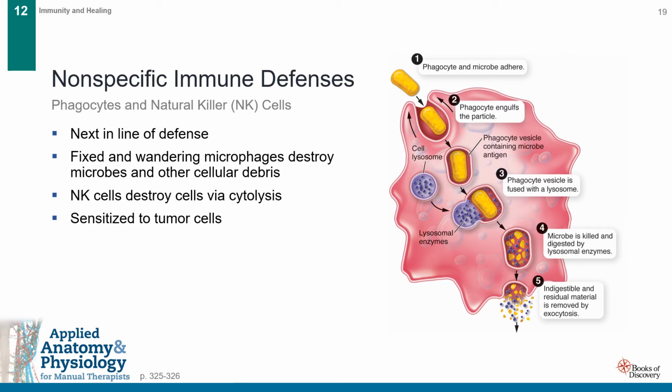In some cases, the cell is destroyed and the microbe or microbe particles are released into the bloodstream. If this occurs, the free-floating microbes are then destroyed through phagocytosis. NK cells make up 5 to 10% of all lymphocytes in the blood and are also present in the red bone marrow, spleen, and lymph nodes. While NK cells have the ability to destroy a wide variety of microbes, they are particularly sensitized to tumor cells.